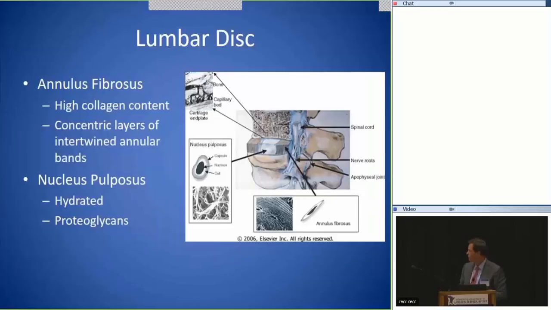The lumbar disc has 2 main layers. It has an annulus, which is a really strong ligament on the outside, and then it has a nucleus, which is much softer. We think of it like the jelly inside of a jelly donut. It doesn't feel like jelly and it doesn't look like jelly. It is actually more like chicken gristle, if you will.